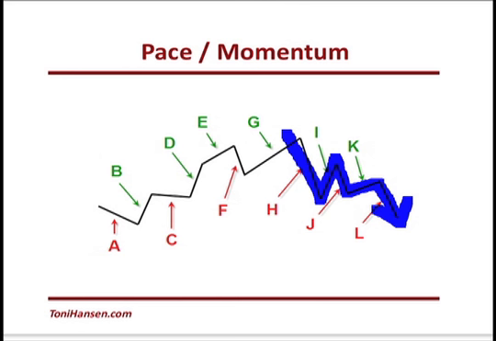So in this case, the two waves refers to the counter wave action. So I and K are our two waves. Basically, they're two waves of upside, followed by the continuation move on the downside marked L. In this case, it also happens to be part of a triangle.